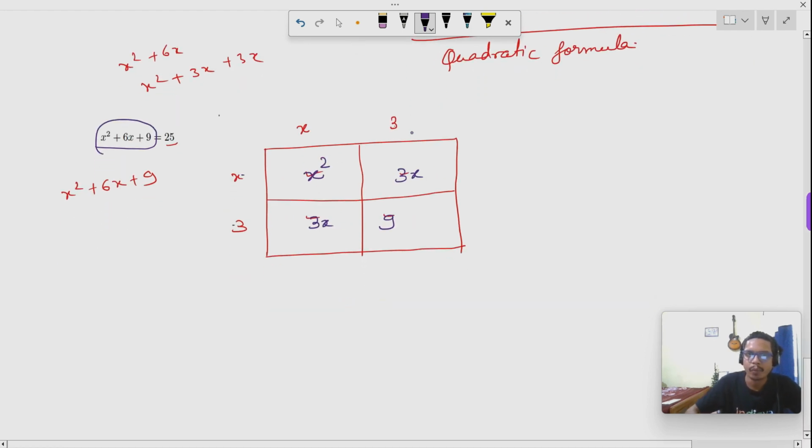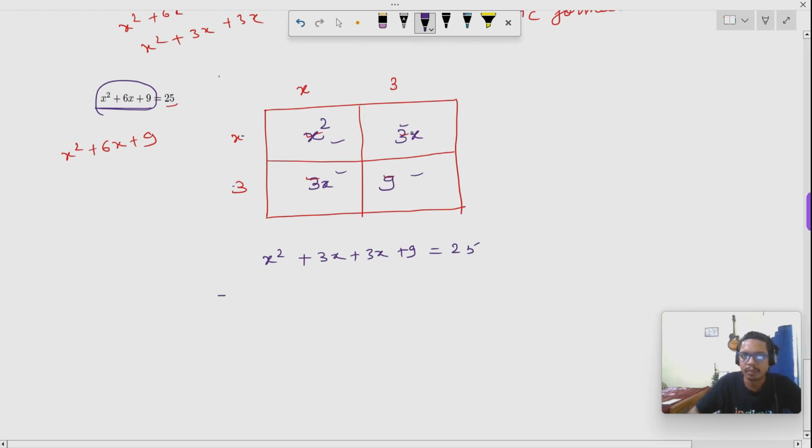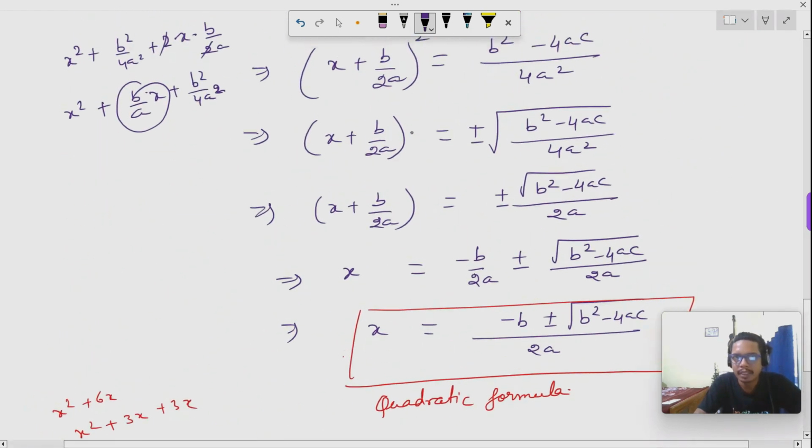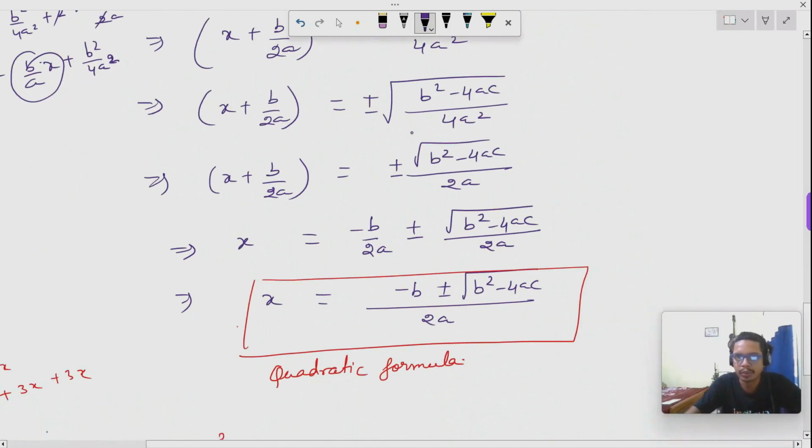So when we add up all these values, we get this whole term. This could be written as x square plus 3x plus 3x plus 9 is equal to 25. That could be further simplified as x plus 3 whole square is equal to 25. So this is how we complete the square, and the completing the square method is the same thing used to derive the quadratic formula, as you can see here.